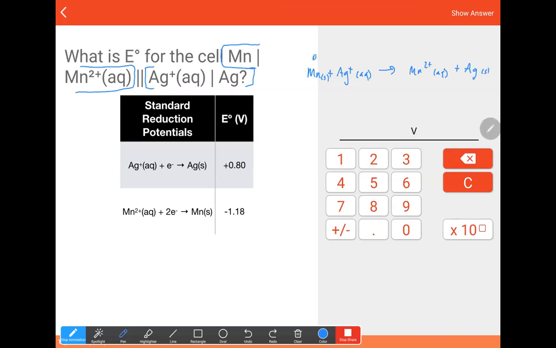We're going from 0 to +2, so that's our oxidation. And then we have +1 to 0, so our reduction.